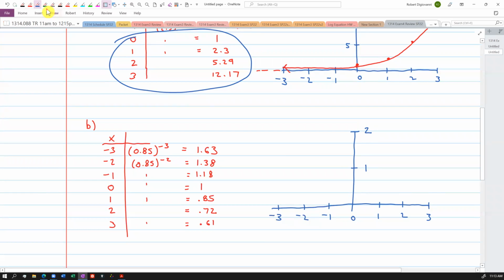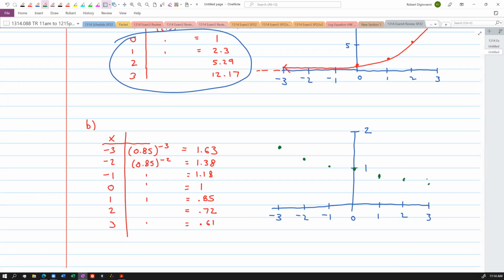So when I plug in -3, I get 1.6 something. So I'm just ballparking that somewhere around there. When I plug in -2, I'm at 1.3, which is smaller than that, but still pretty high up there. And then I get 1.1, which is a little bit above 1. And then it goes to 1, right? You plug in 0, you get 1. And then you plug in 1, you get 0.85, which is pretty far up here still. 0.72 and 0.6.